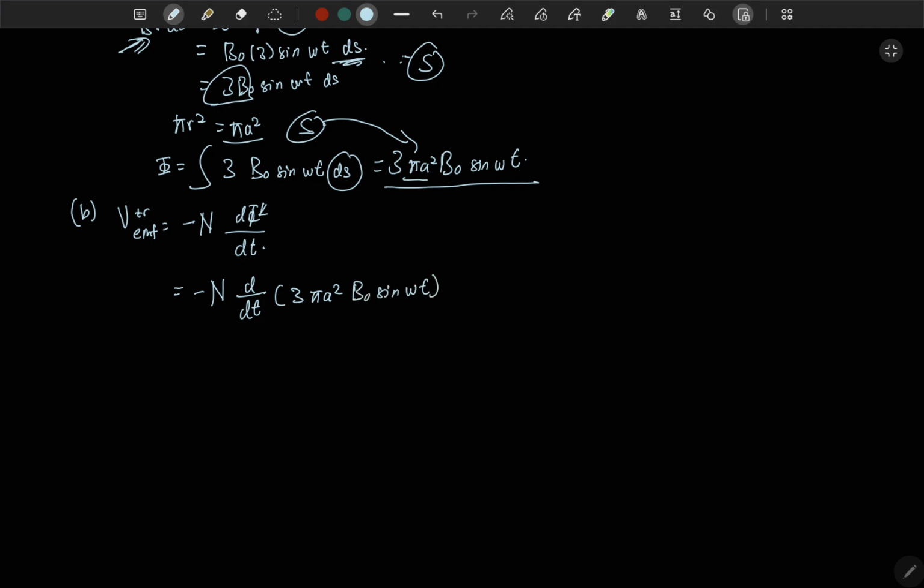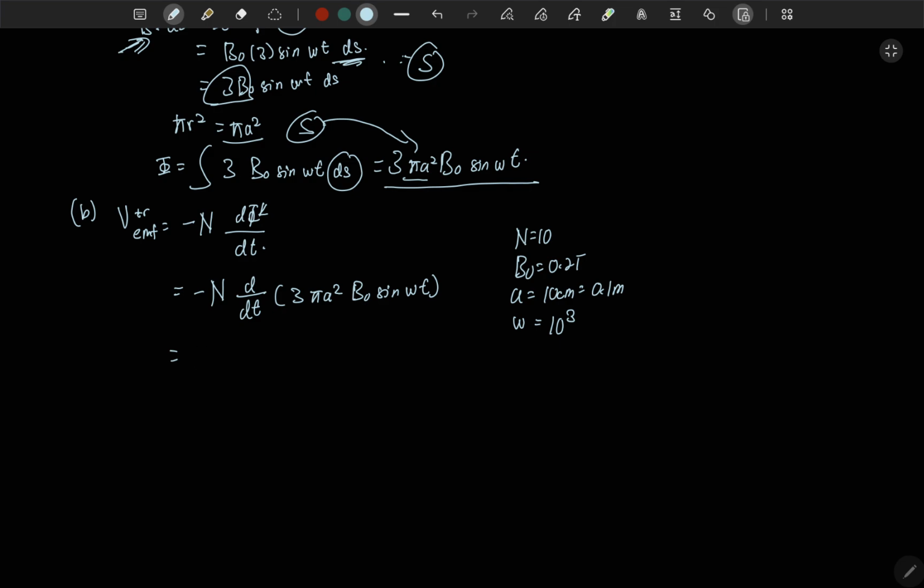Okay, now if we see the given values, n is equivalent to 10, B naught is equivalent to 0.2 T, a is equivalent to 10 cm, which is equivalent to 0.1 meter. You need to be familiarized with the SI units. Then w is equivalent to 10 power of 3. Now if we plug in these values, negative 10, so the differentiation would be... yeah, I forgot to do the differentiation.